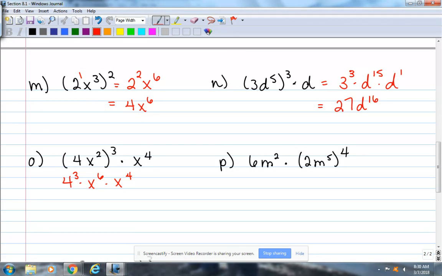Could y'all please tell me what 4 to the third power is? It'd be 16 times 4, wouldn't it? 64. And what about those x's? You add them because they're multiplied and you get x to the 10th. Any questions?